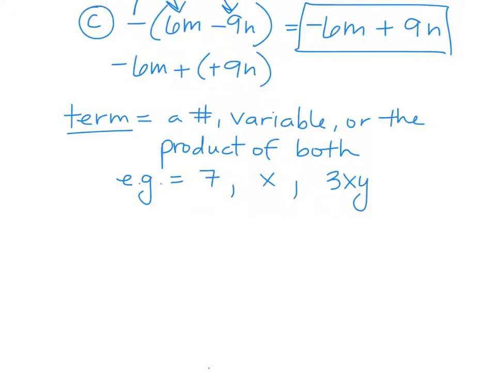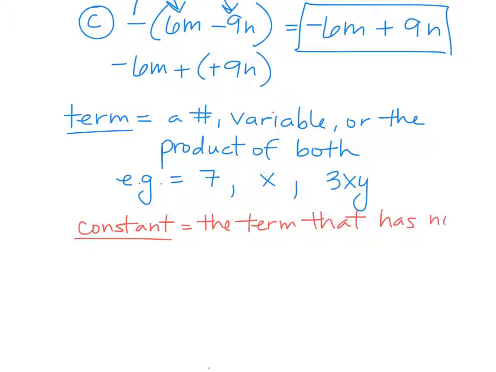The next thing we're going to talk about is a constant. Okay, and a constant is the term that has no variable with it. So it's the term that has no variable. So my constant in the example above, which one is the constant? 7. The 7, right? It has no variable attached to it. It's just the 7. So the number 7 is a constant, or the number 24 is a constant, or -3 is a constant, okay?